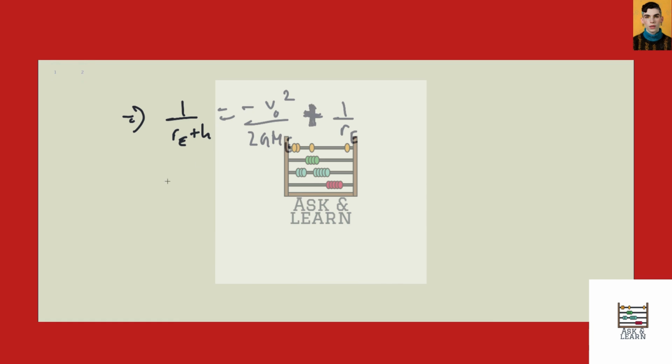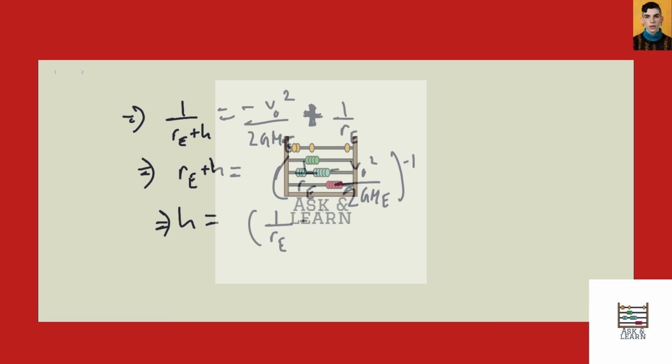Okay, and so this looks like not an easy task to pull out just the h, so what we're going to do is invert both sides, and what we have is r e plus h is equal to the inverse of 1 over r e minus v naught squared over 2 G M e, and therefore h, just the height, is the inverse of 1 over r e minus v naught squared over 2 G M e, minus r e. There are other algebraic simplifications you can do, but this will honestly do.